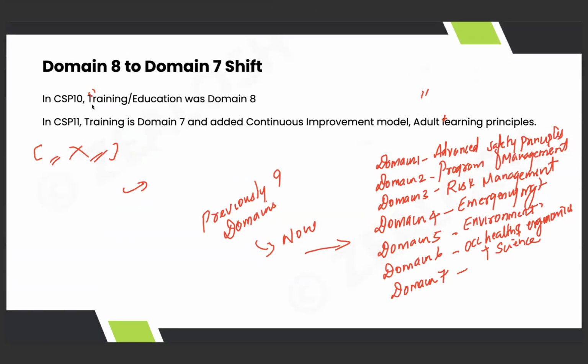So previously there was a domain 8, training, education, communication. Many people may not prepare that well for it and go for the exam. It's a beautiful unit related to training, right? Training, communication, ID model, Bloom's taxonomy, many things were there. Kirkpatrick's 4 levels of evaluation, reaction, learning, behavior, result. And in relation to training, how to develop a training program, what is training objective, what is learning objective, what is performance condition criteria. All those things were there.